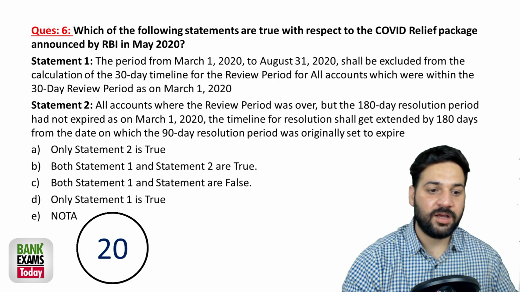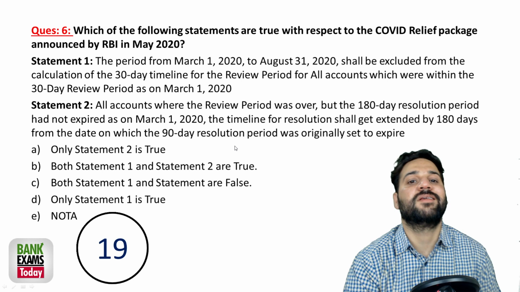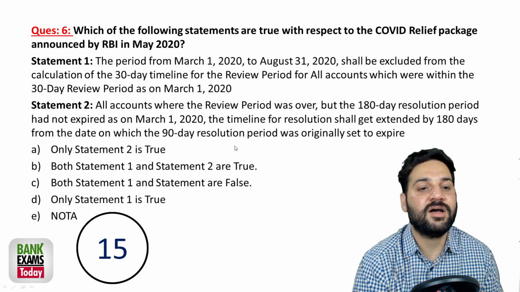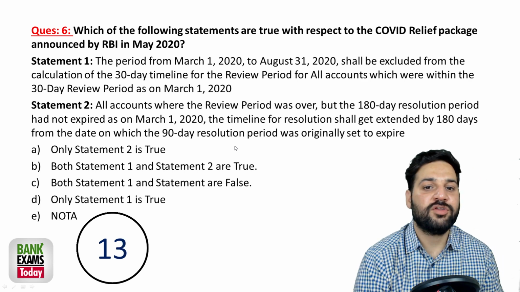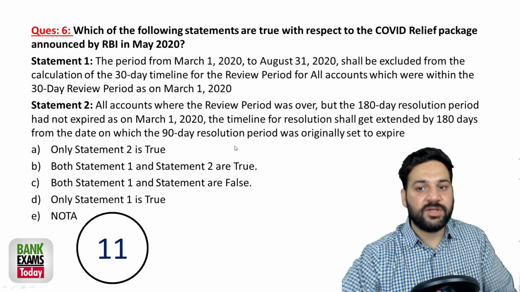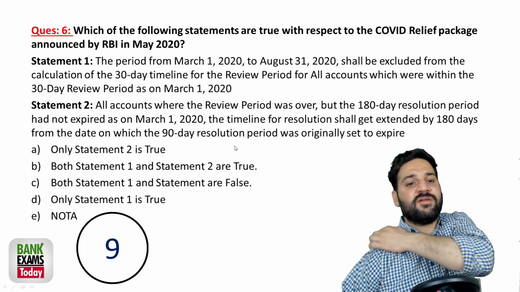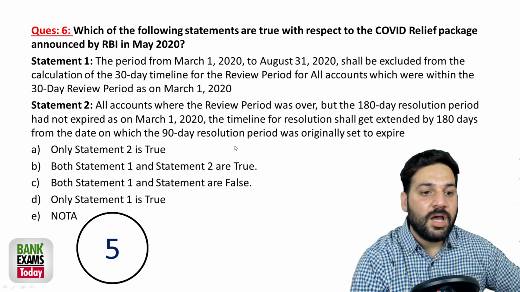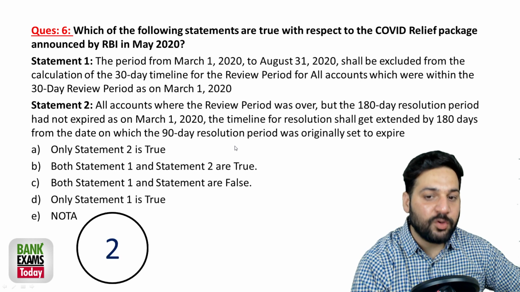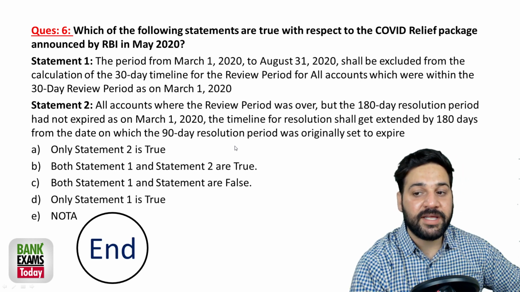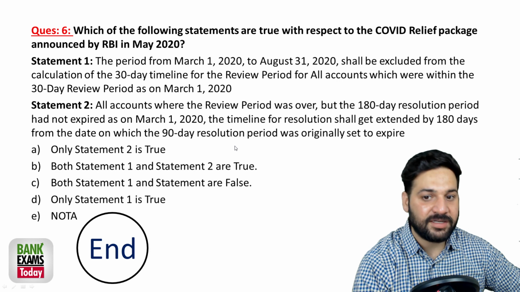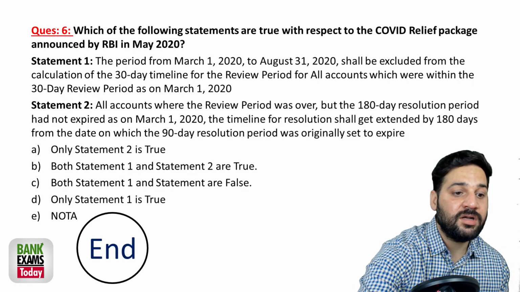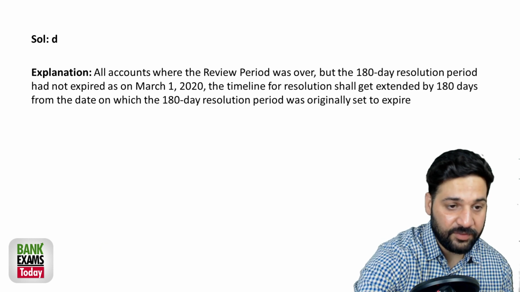Which of the following statements are true with regard to the COVID relief package? The period from March 1st, 2020 to August 31st, 2020 shall be excluded from the calculation of the 30-day timeline for the review period. And for all accounts where the review period was over but the 180-day resolution period has not expired, the timeline for the resolution should be extended by 180 days. So I guess D, only the first statement is true.